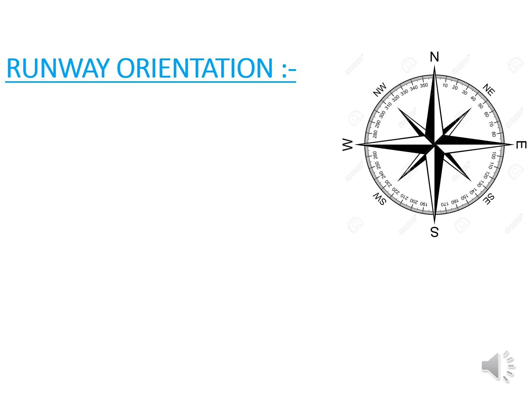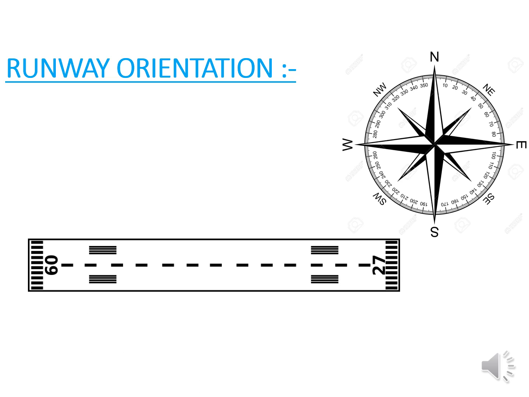For example, I have given here the runway orientation, runway 09 as well as runway 27. For understanding purposes, take this runway and keep it on this compass. When the aircraft is on runway 09, this is the runway orientation marking, runway 09 and runway 27. So when the aircraft is on runway 09 ready for takeoff, the nose is pointing towards the east side, and the heading of the aircraft is 090.